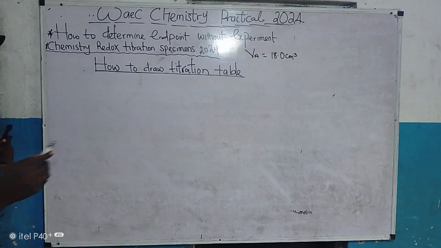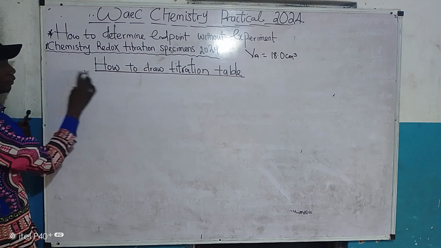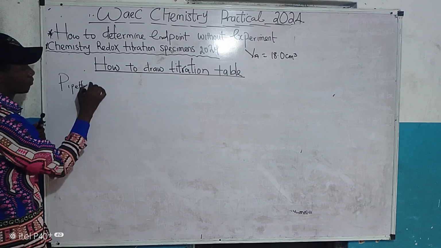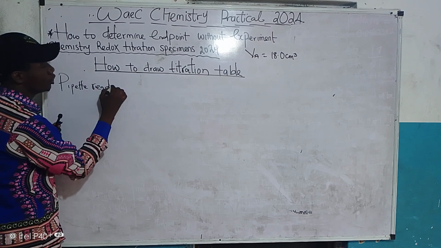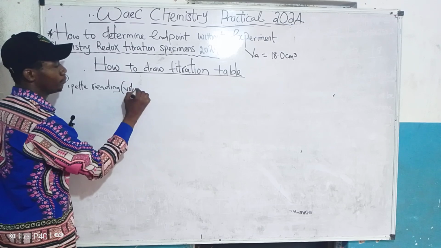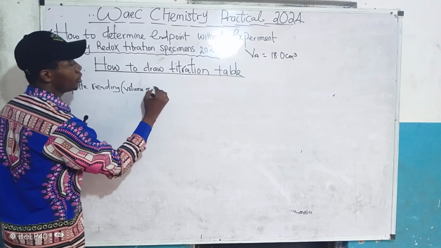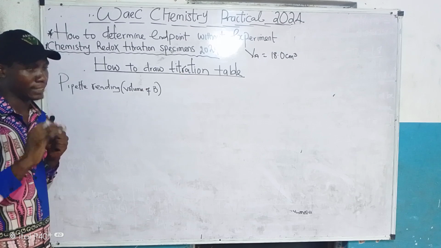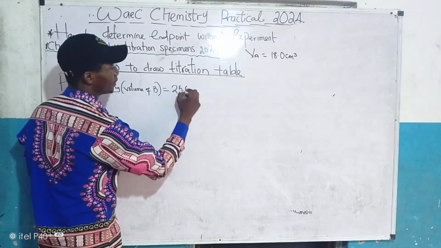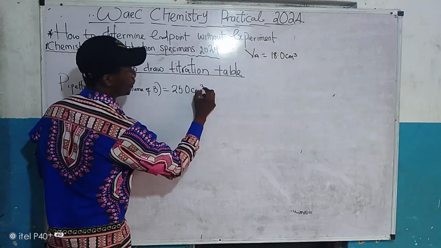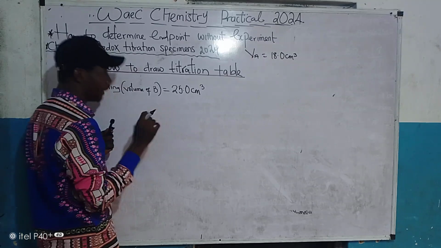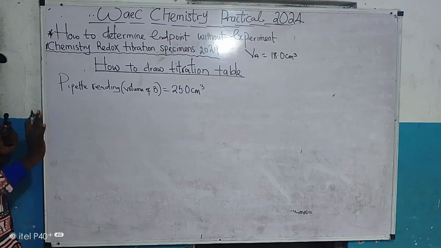All you have to do is this. Number one, you first of all write your pipette reading. Your pipette reading is the same as what? Volume of B. Remember, your pipette has a standard volume, and what's the value? It is 25.0 cm³. This 25 is what influences us to get this. Take note of that. Then that's what we do on the table.